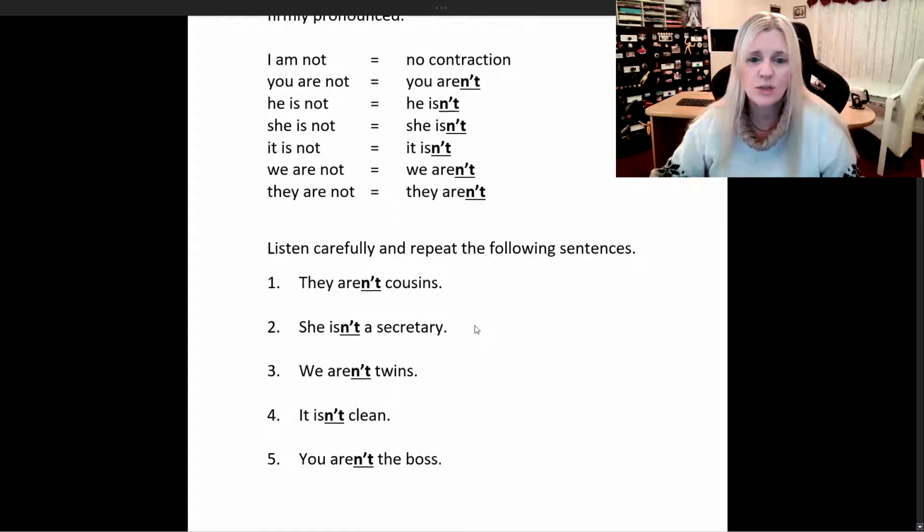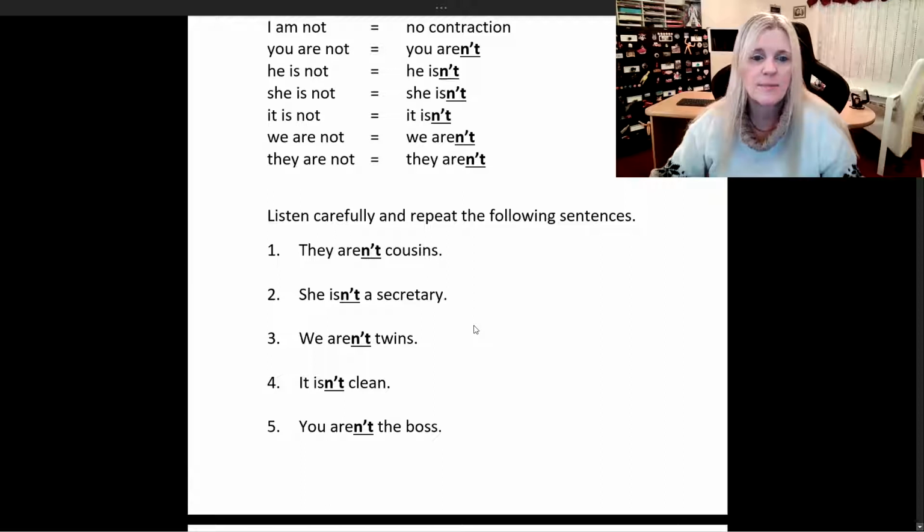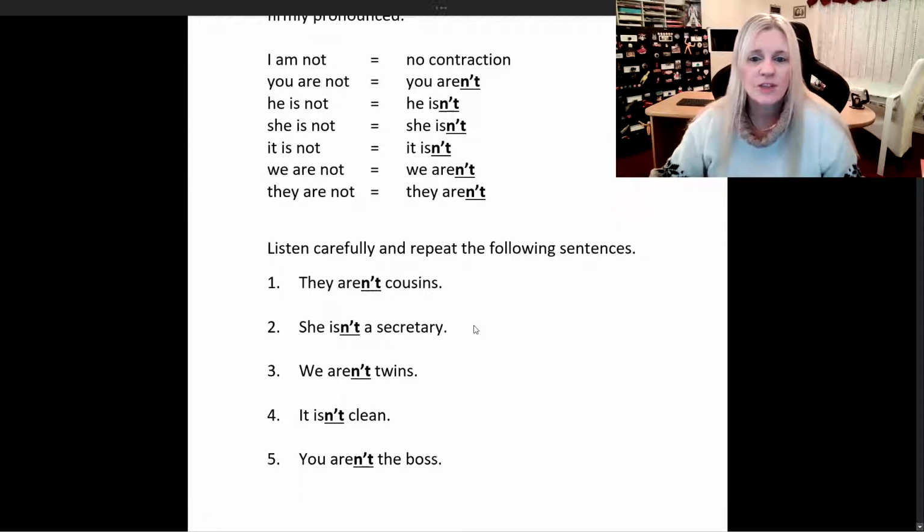Okay, so now let's do some practice sentences to practice this in context. Okay, all you have to do is listen carefully and repeat the following sentences after me.